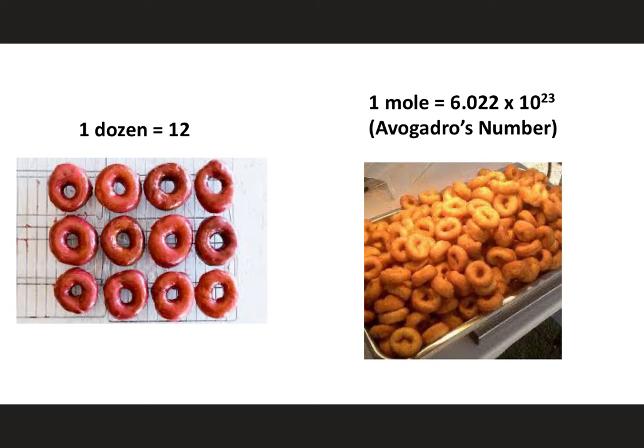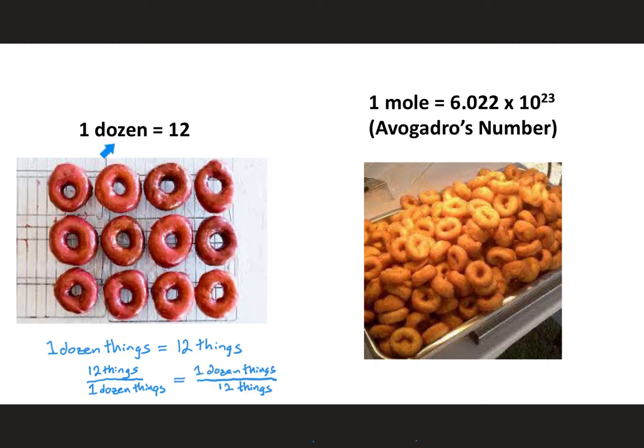So most of us are familiar with the concept of a dozen, where a dozen means 12 things, like these 12 tasty donuts in an order of 1 dozen donuts. And the equivalency is that a dozen is equal to 12 things, or we can think about it as 12 things per dozen, or 1 dozen per 12 things.